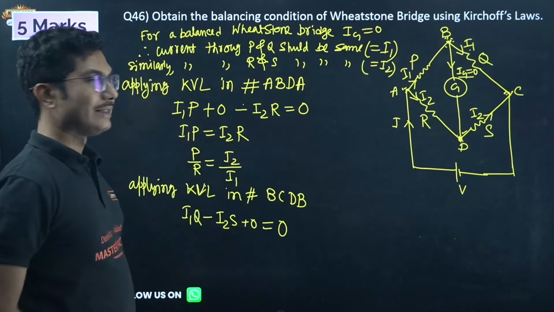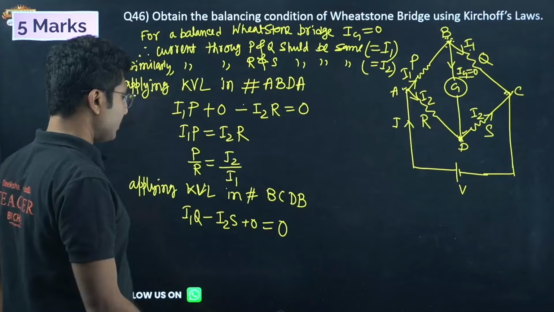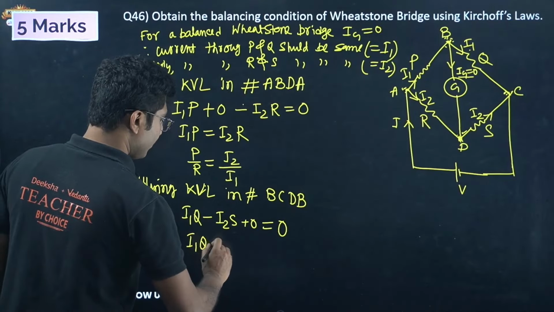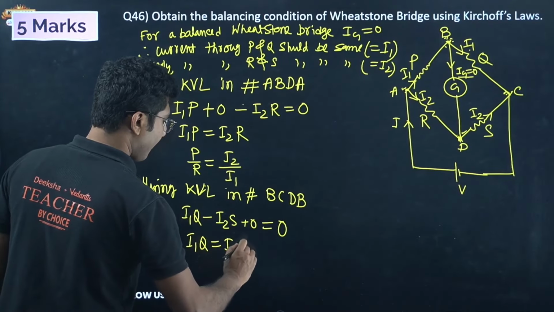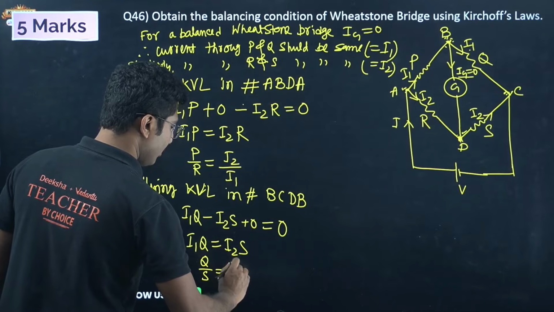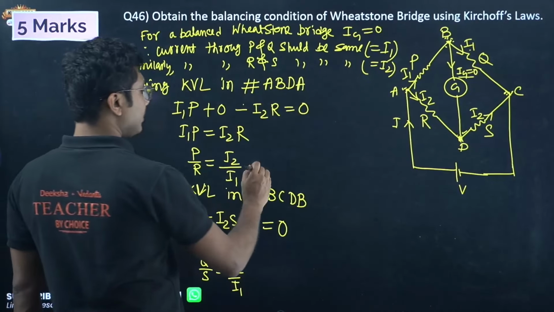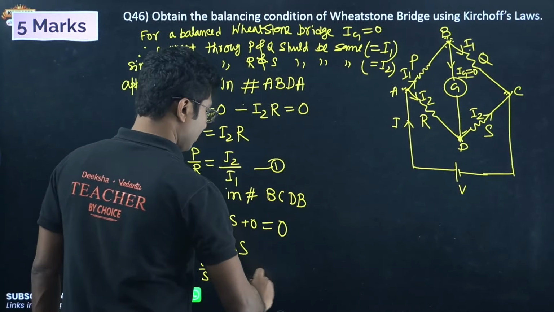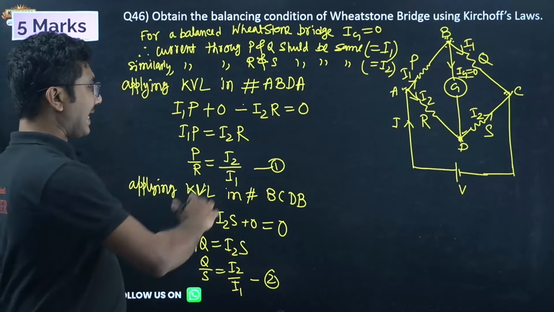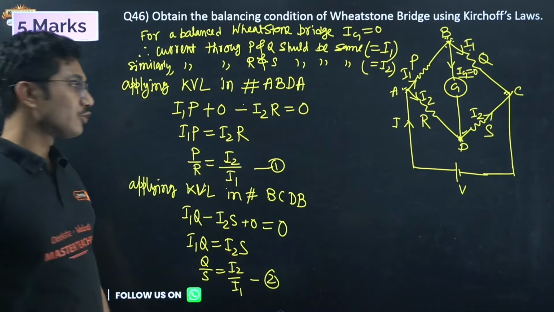And that is again equal to 0. Why? No battery is connected again in this loop. So no battery connected means it should be equal to 0. So we can say that I1Q equals I2S, or Q by S equals I2 by I1. Okay, so this is my equation number 1, this is my equation number 2. If you see, both equations on the right hand side are the same. So I2 by I1, I2 by I1. So their left hand side should also be the same.